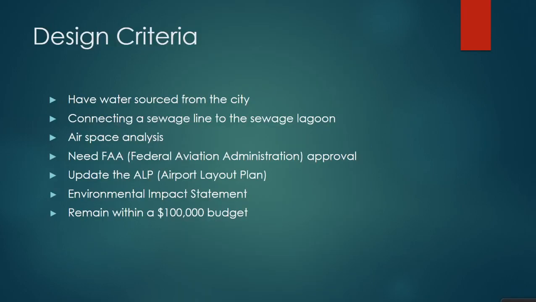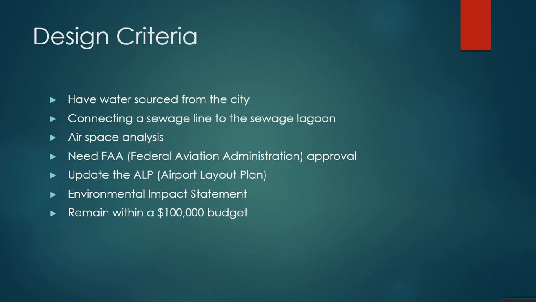And for design criteria, Jeff wanted to have water sourced from the city source. He wanted to have a connection to the sewer lagoon instead of using an on-site septic tank. We needed to ensure that the airspace analysis was done so that there are no obstructions to aviation in the form of radio or visual obstructions. We need to make sure that the FAA, or Federal Aviation Administration, gives approval for the project as they oversee the entire airport. We also need to update the ALP, or Airport Layout Plan, because we are changing the layout of the airport. We also need to do an environmental impact statement, because we want to make sure that we are not impacting the environment in a major way.